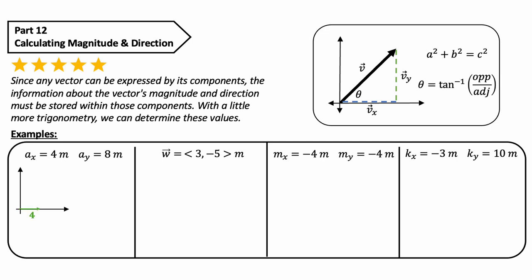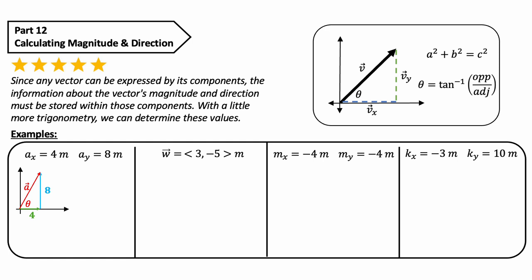Well, that would look like us going positive 4 in the x direction, and then upwards 8 in the y direction. But then that vector would be the length of going straight from the origin where we started to where we ended. So that's what that vector looks like. We can label that vector A, and notice I'm using the notation for a vector, which is to put the arrow above the letter. Then we can label the angle that we're going to calculate here.